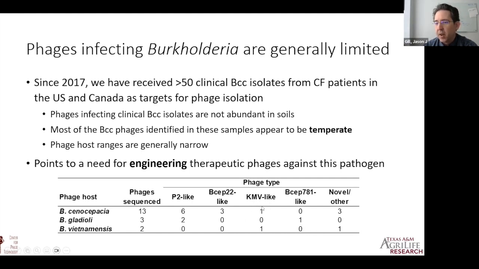And even one of the KMV-like phages we have here is a temperate version of KMV. We published recently on temperate versions of T7-like phages, and that also appears to be a thing that can happen in KMV-like phages as well.